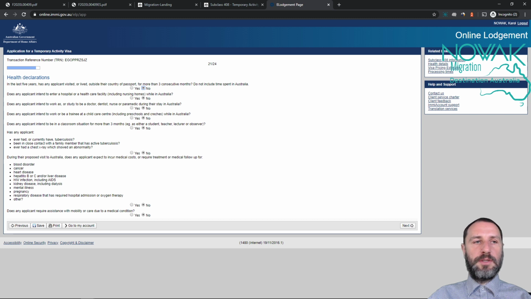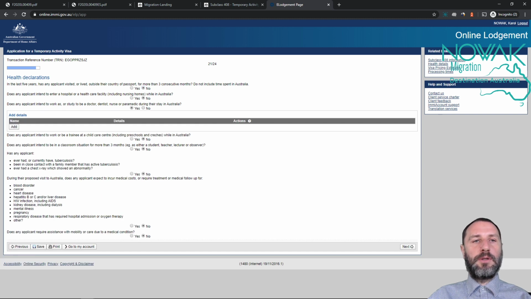Then the health declarations. What is interesting over here: intend to work as a doctor, dentist, nurse. If you tick that you are going to work as a nurse, doctor, whatever, they will send you to do the medicals, and BUPA is not scheduling any medical examinations at the moment. So I don't know if they thought about it, or if the HAP ID will be generated automatically and they will not be proceeding with the visa application without the medicals, and the person will be stuck on the bridging visa.